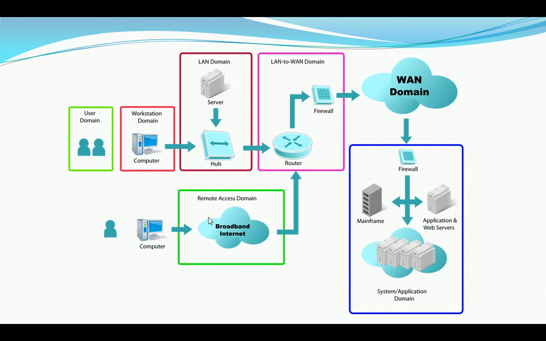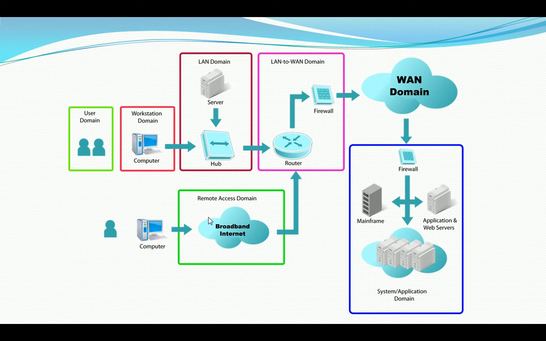So this is the picture in your book, and I like this picture too because it kind of shows you the relationship, how the data might flow through these different domains. You got the user out there on the left. The user's working on the workstation. The workstation might connect to a switch. Please excuse the term hub. Again, this is from your textbook. I didn't make this drawing, but nobody uses hubs anymore.